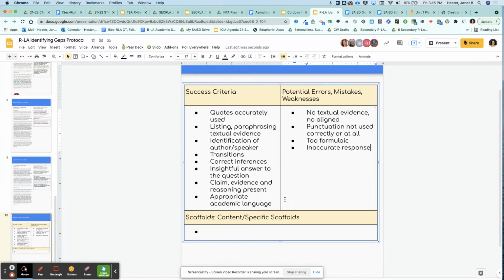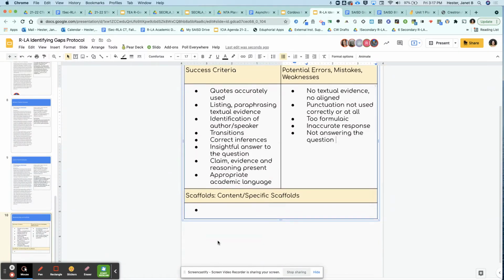Or another thing is just not answering the question. This one's pretty straightforward, but we will have questions where they aren't answering what's being asked. They didn't understand the question. We all have those kids that will write something that is really good, but it's not answering the question. So we do need to be careful of that.